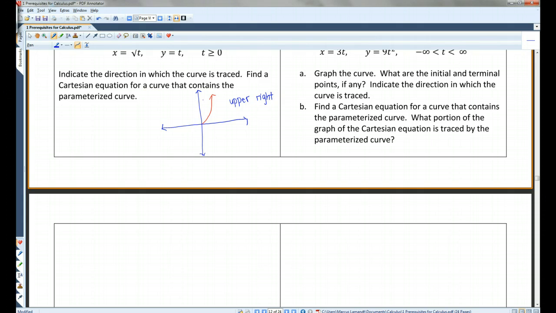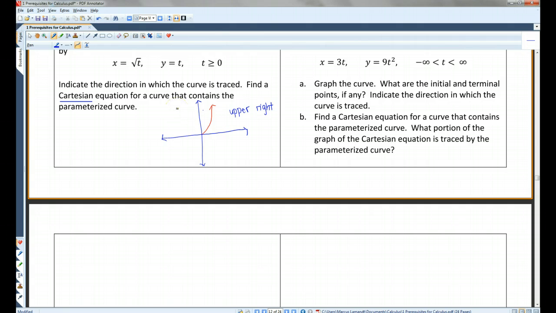Now, in order to give a Cartesian equation, what they're asking you to do here is just eliminate the t. So we have x equals the square root of t. I'm going to draw my t's in cursive. And y equals t. What I'm going to do here is set both of these equal to t. My y is already set. Over here I'm going to square both sides. So I got x squared equals t. So if y equals t and x squared equals t, then y equals x squared.